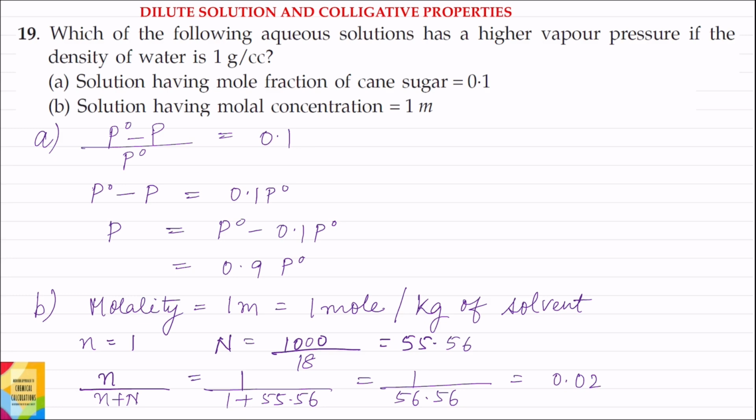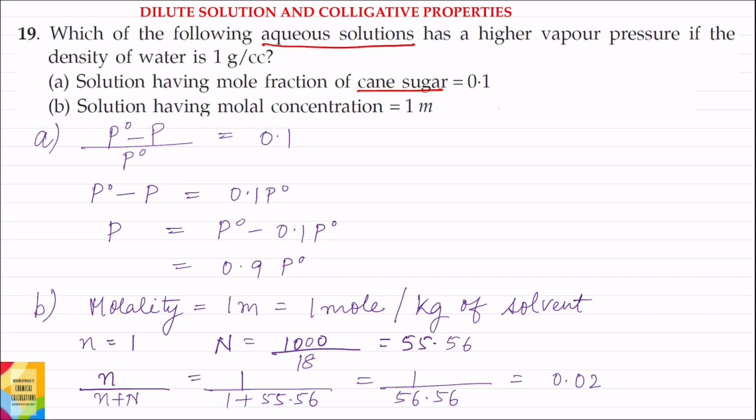Question 19. Which of the following aqueous solutions has a higher vapor pressure if the density of water is 1 gram per centimeter cube? A. Solution having mole fraction of cane sugar equals to 0.1. B. Solution having molar concentration equal to 1 m. Now, this is aqueous solution of cane sugar. So, solute is cane sugar and the solvent is water.